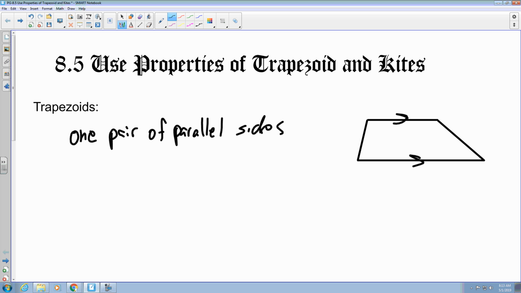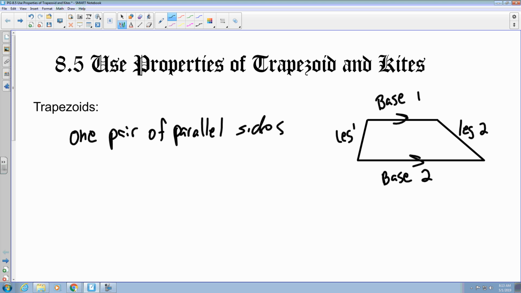The pieces of a trapezoid are as follows. The two parallel sides are called the bases, so it's like base 1 and base 2. And then the two non-parallel sides, those are called the legs. So it's like leg 1 and leg 2.